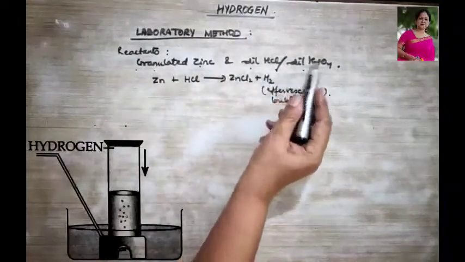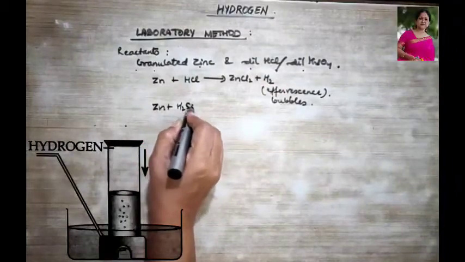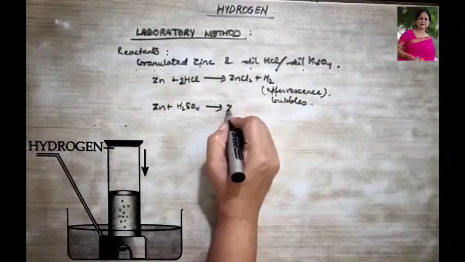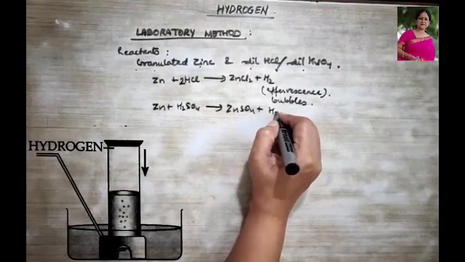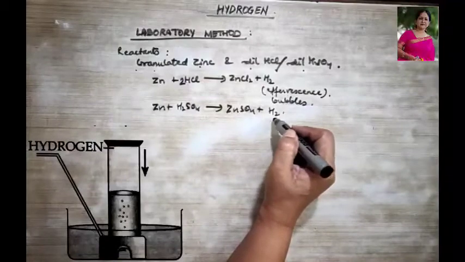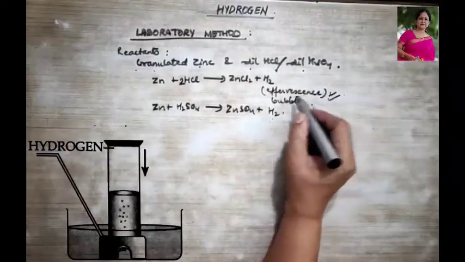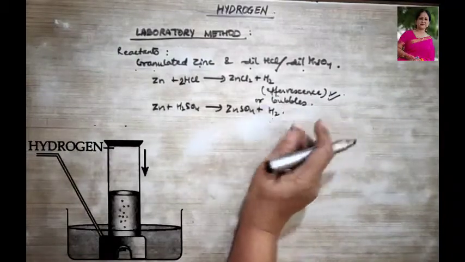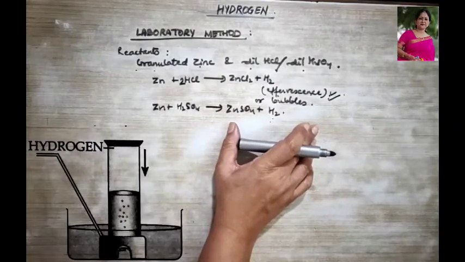Okay, if you use dilute sulfuric acid, then zinc combines with dilute sulfuric acid. Here you can balance it. It will form ZnSO4 plus hydrogen gas. Here also, whenever we talk about hydrogen, the observation will always be effervescence or bubbles can be seen. I hope this point is very clear to all of you.